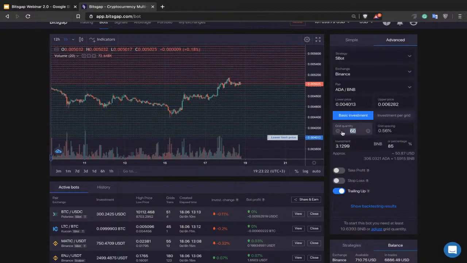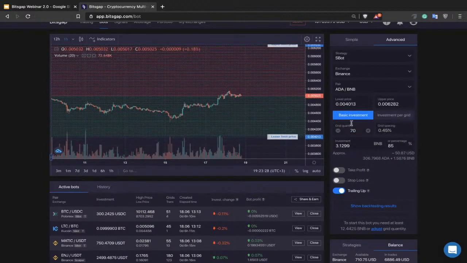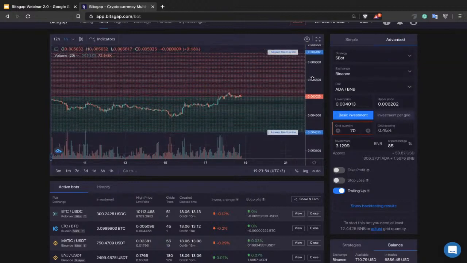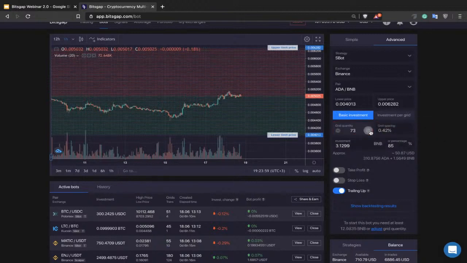Let's say I want to launch the bot with only 70 grid levels, which is a decent amount of grid levels. And you can set it up to 180, and some cryptocurrencies offer even 200. But here we see that the limitation is 180. That's because of the technical specifications of the exchange Binance, because they have some limitations regarding how many limit trades you can set per cryptocurrency. So here it's 180, and in this case, the more grid levels, the narrower the grid spacing, respectively.